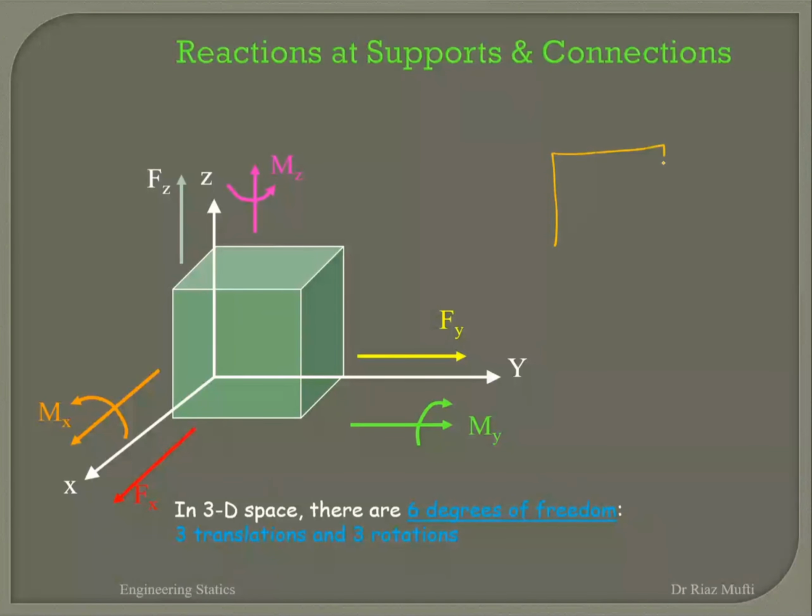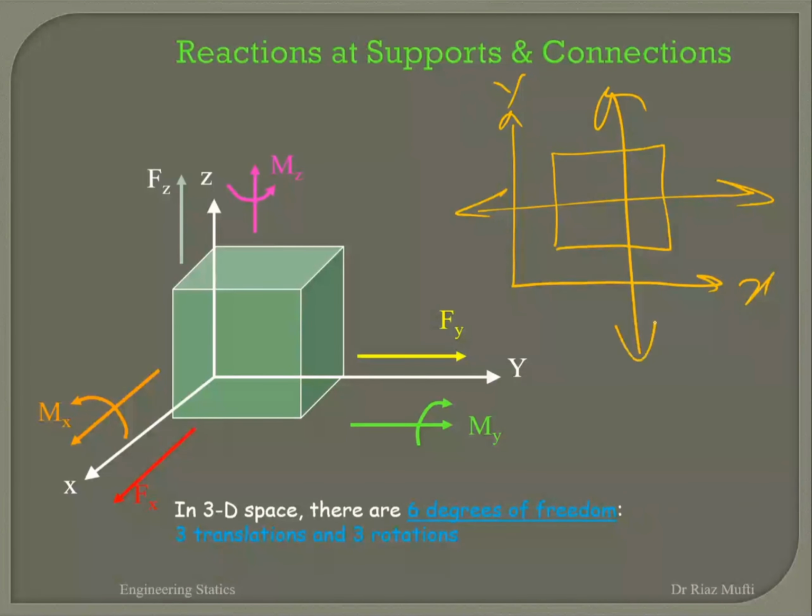Okay, an object. In 2D, there are only 2 axes, Y and X. So I can move the object in this direction. I can move the object in this direction. So it always moves in the XY plane. So I've got 2 degrees of translation. I can also rotate it. So that's my 3rd degree of freedom. So in simple words, a 2D object has got 2 translation and 1 rotation.